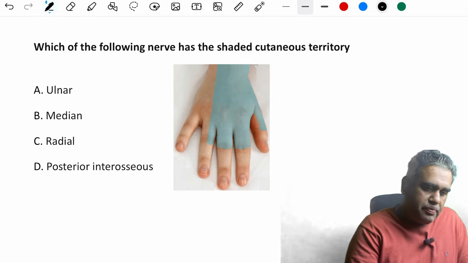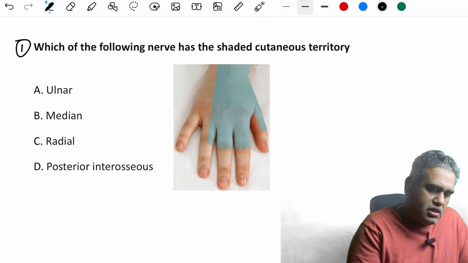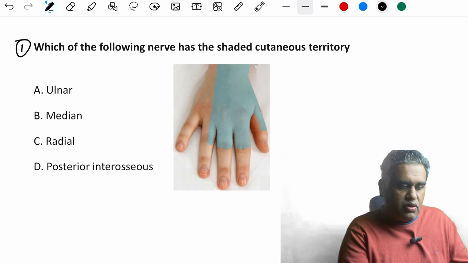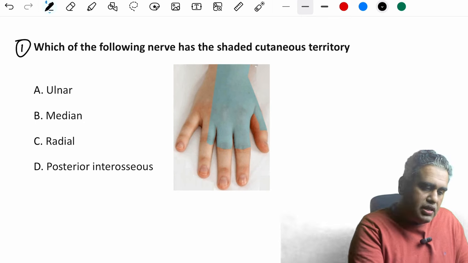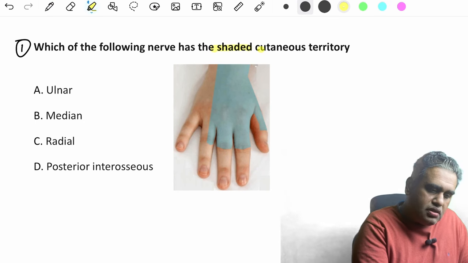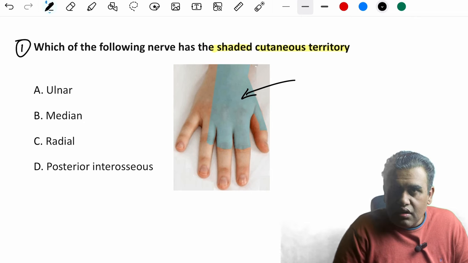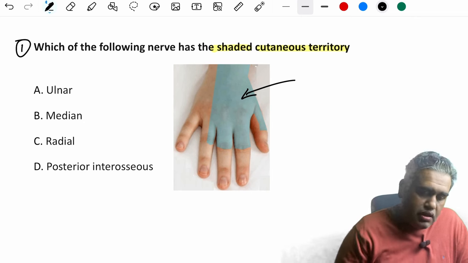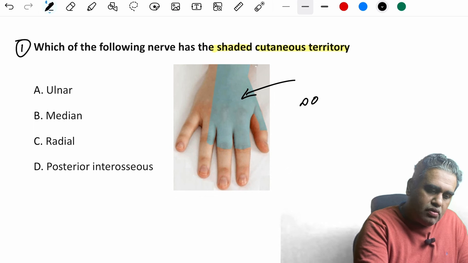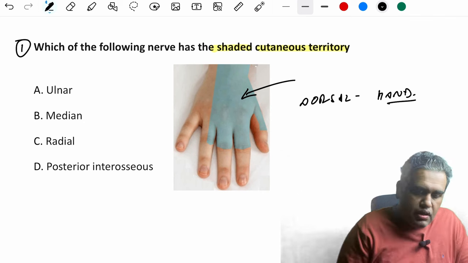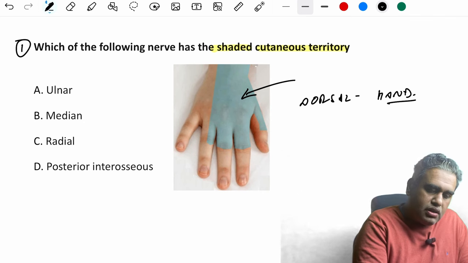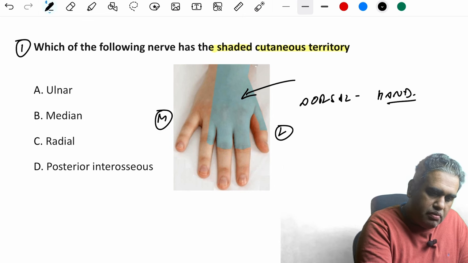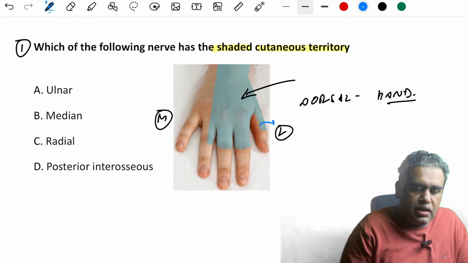So here's the first question, and as you can see, this question is asking from the upper limb, which of the following nerves has the shaded cutaneous territory. So here we can see the shaded cutaneous territory. What we are looking at here is the dorsal aspect of the hand. So we are looking at the dorsal part of the hand, right? And this is the lateral part of the hand. So lateral is this, medial is this. How so? Because you can see the thumb is over here, so lateral part.